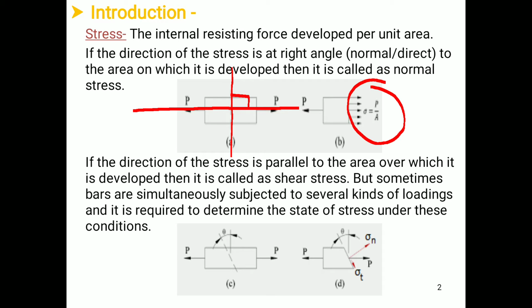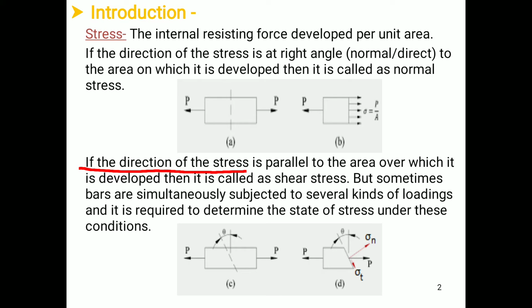In unit number 1, we have also come across the concept of shear stress. Shear stress is also known as tangential stress or the parallel stress. If the direction of the stress is parallel to the area over which it is developed, then it is called a shear stress. So it always acts tangential or parallel to the area. Mathematically, it is given by force upon area. Just like normal stress, shear stress is also given by force upon area, and both have the same unit, that is Newton per meter square or Newton per mm square.